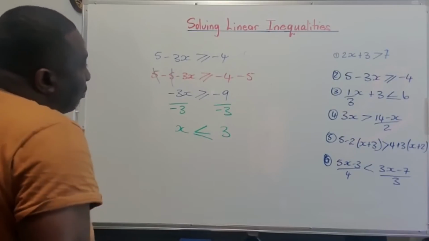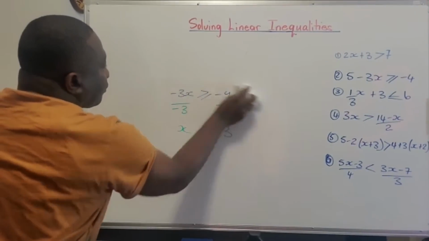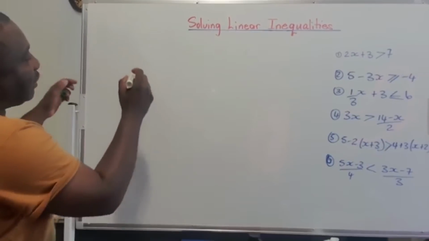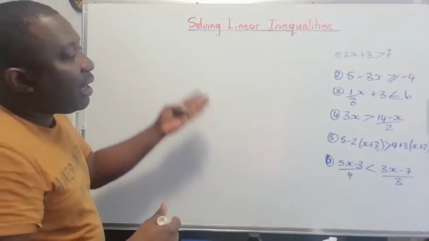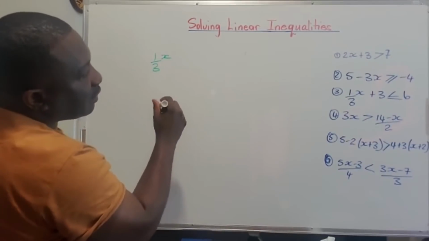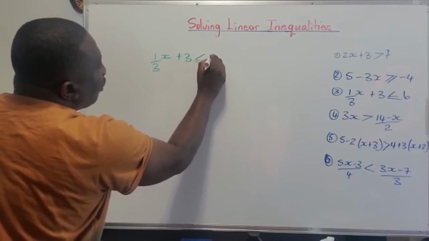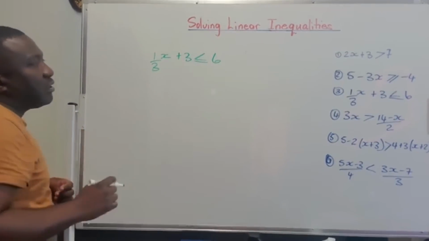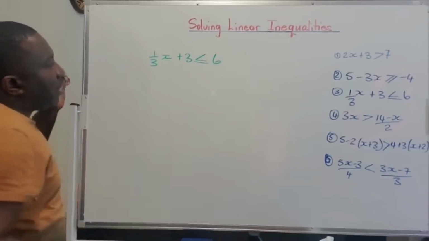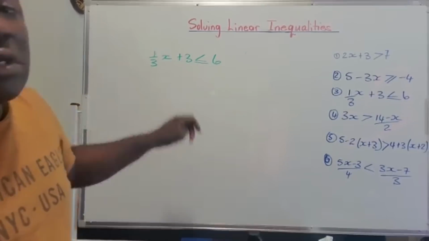I'm going to number 3, getting a little more complex as we solve. Again, you can always pause this video and watch at your own pace and even work the problem as I go along. 1/3 x plus 3 is less than or equal to 6. So it's saying 1/3 x plus 3 is less than or equal to 6.